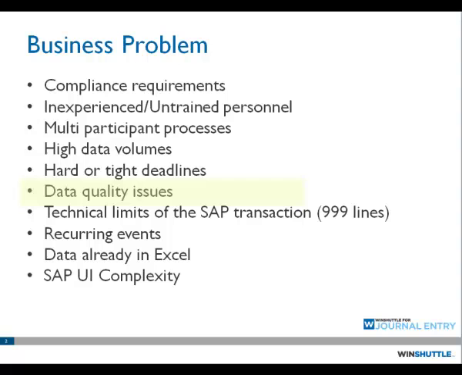Data quality can also be a problem as a result of incomplete or incorrect postings, and there are technical limitations on the maximum number of lines allowed per SAP journal posting. Recurring events, such as repeat postings, can be a problem, and particularly so when the data is already in Excel. This last issue, when combined with the complexity of the SAP UI, makes the overall posting process cumbersome and inefficient.